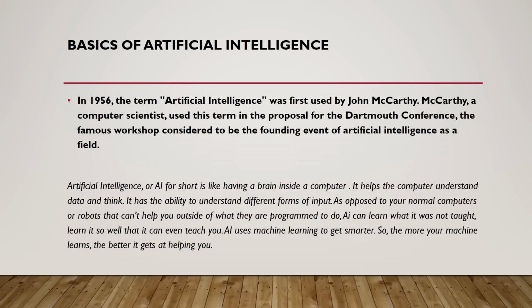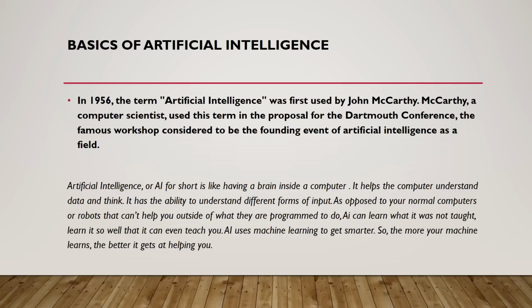So artificial intelligence, or AI for short, is like having a brain inside a computer. You following? It helps the computer understand data and think. What that means is data is any form of input, like if you show it 20 pictures of a cat, it has the ability to understand what you're showing it and then think based on those things you're showing. But let's proceed. It has the ability to understand different forms of inputs as opposed to your normal computers or robots that can't help you outside of what they are programmed to do. So AI can learn what it was not taught and learn it so well that it can even teach you.